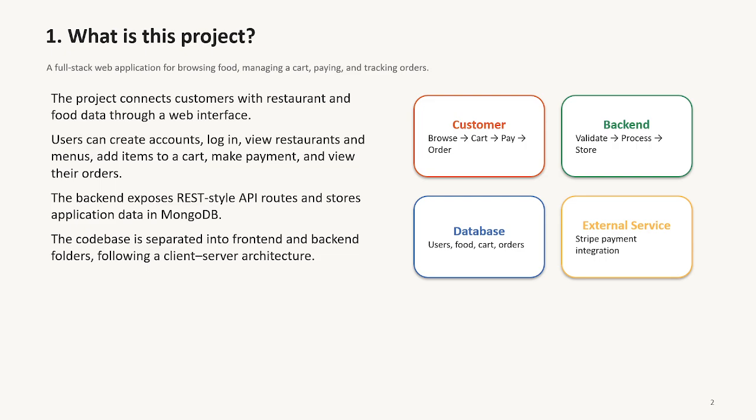Next, I enter my delivery address. Then I complete the payment using Stripe. Once the payment is successful, the backend stores the order information in MongoDB. Finally, I receive confirmation that my order has been placed successfully. Later, I can open the My Orders page and view all my previous orders.